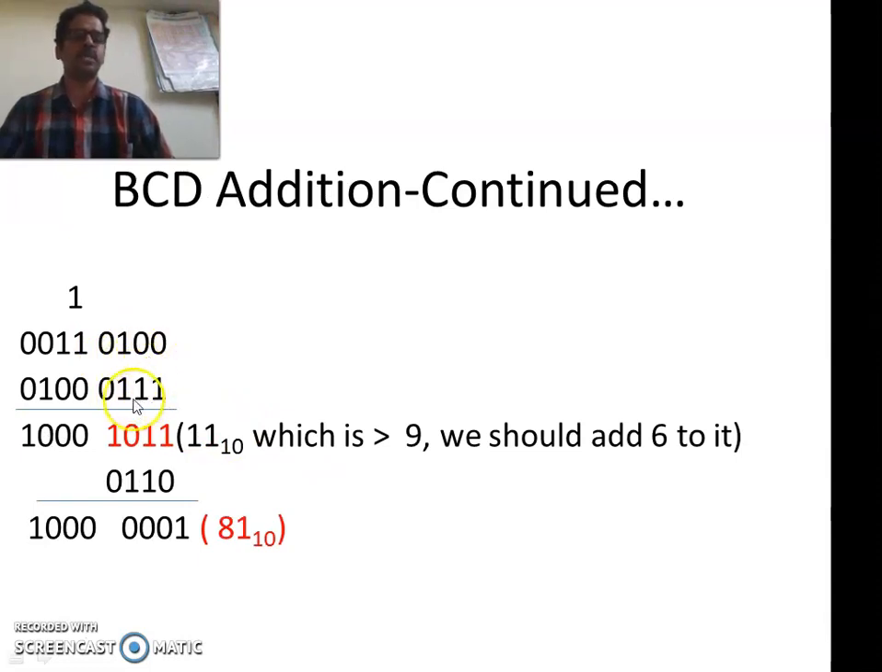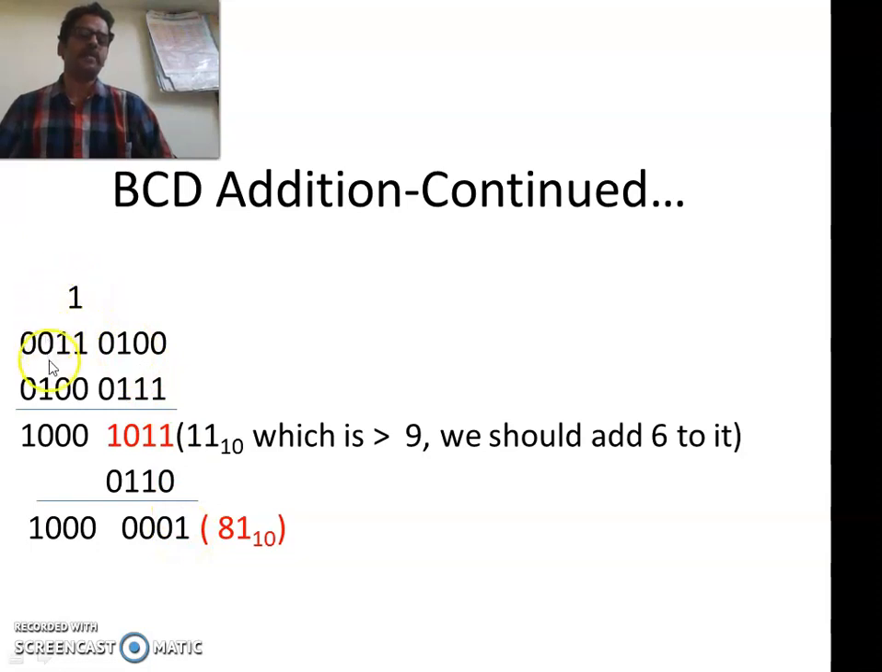0100 is nothing but 4, 0111 is nothing but 7. 4 plus 7 is 11, which is nothing but 1011, which is not a valid BCD digit. So we need to add 6 to this digit to get a valid BCD digit. While adding 6 to this digit, we are getting 0001 with the carry over to the next pair of digits. So here 0001 is nothing but 1, which is a valid BCD digit.